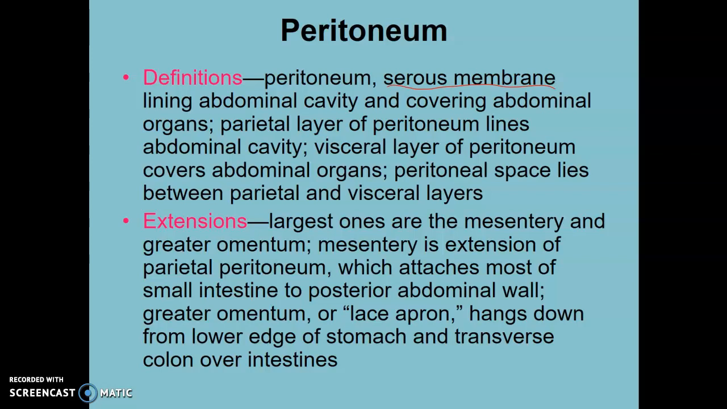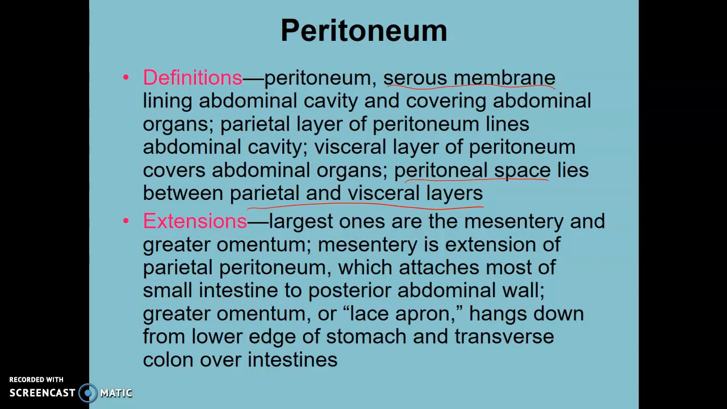And this layer is actually a big part of what holds everything into place. So the peritoneal space lies between the parietal and the visceral layers. So the visceral layers are the gut layers. Let's just think of that. And then the space, the peritoneal space, is going to be the actual cavity itself.